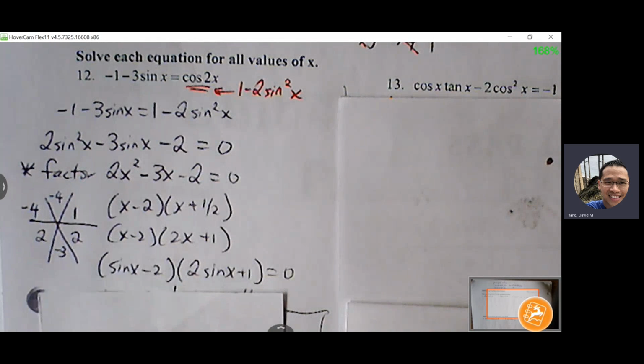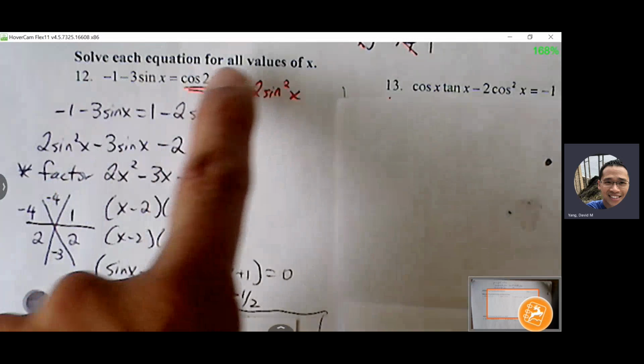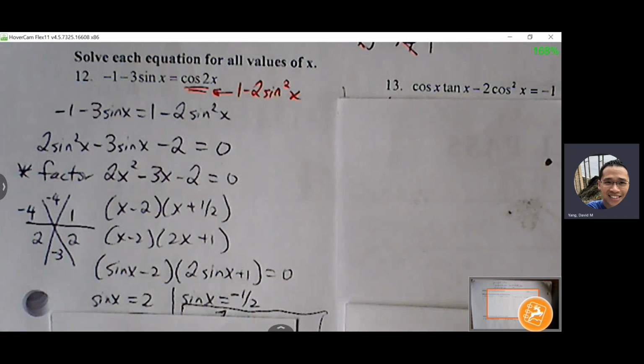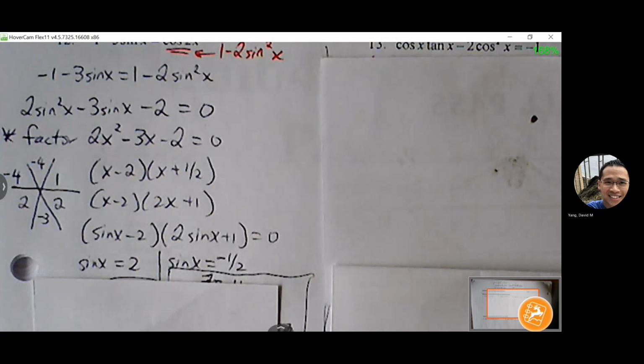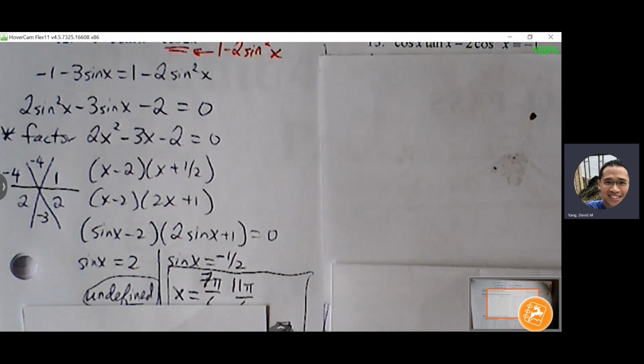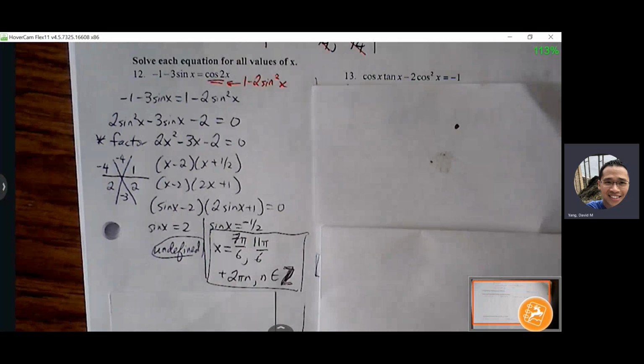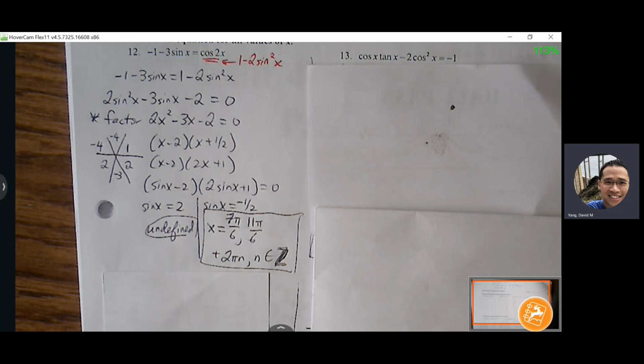Okay, bring sine back in. Oh, and it says these directions is for all values of x, so we'll do plus 2 pi n. Sine doesn't equal to 2, but it can equal to negative 1 half in this third and fourth quadrant. Any questions with 12?